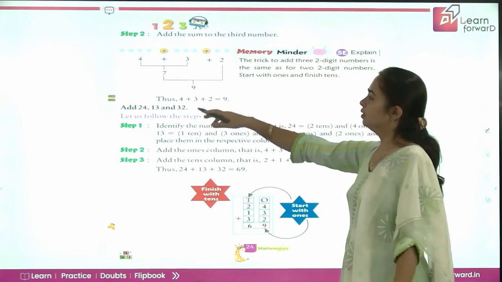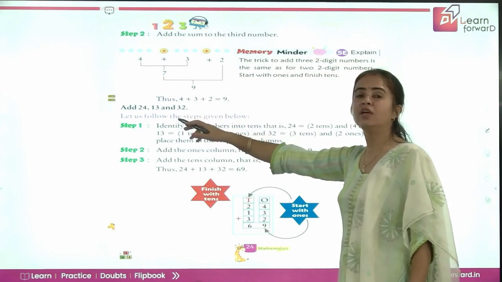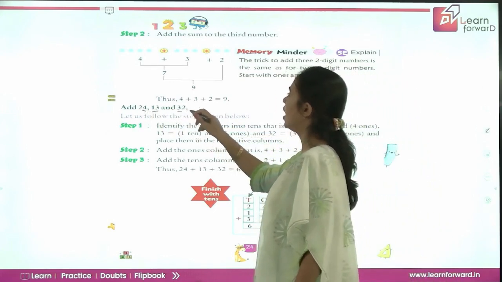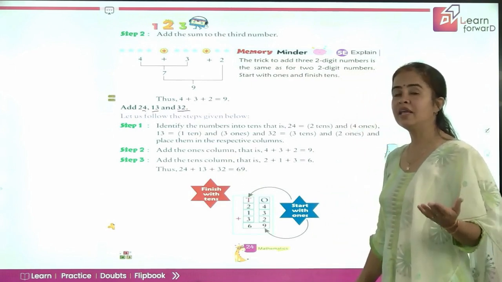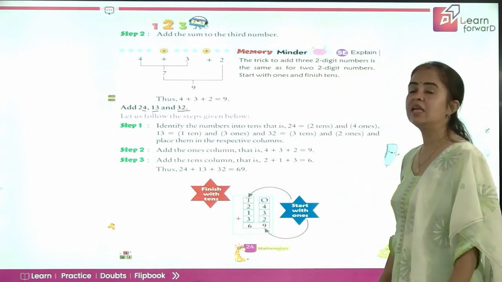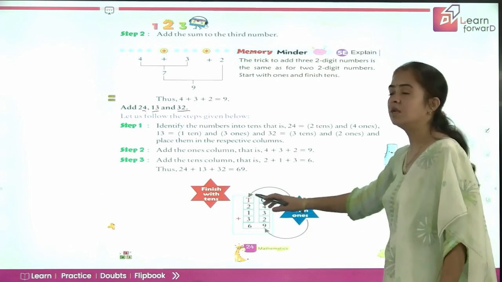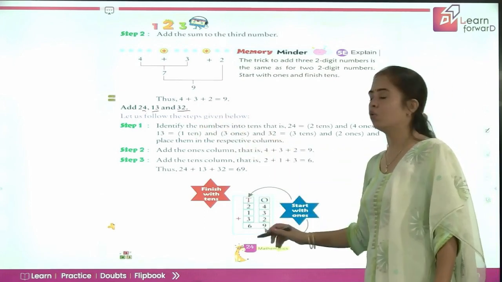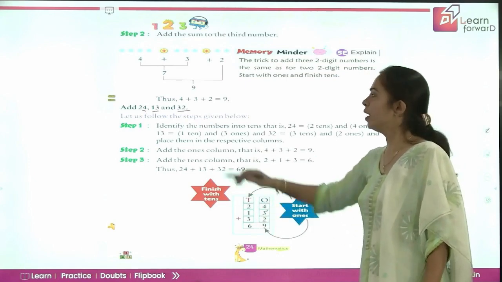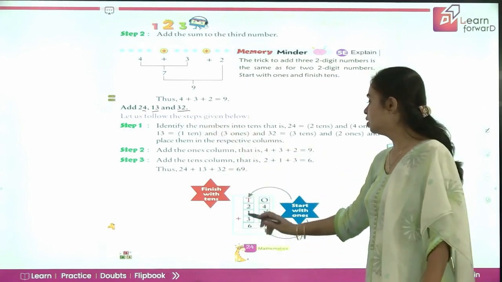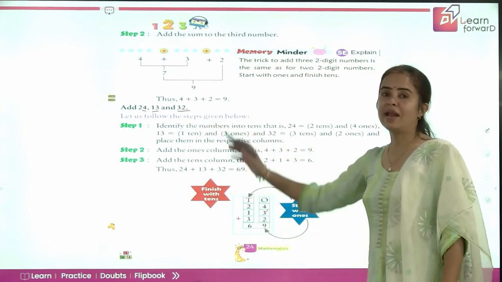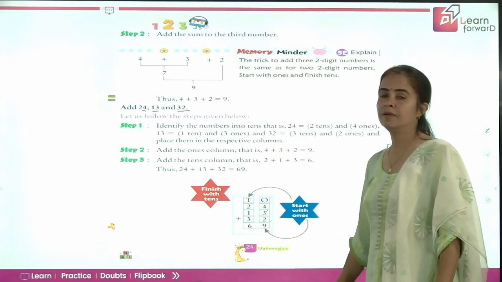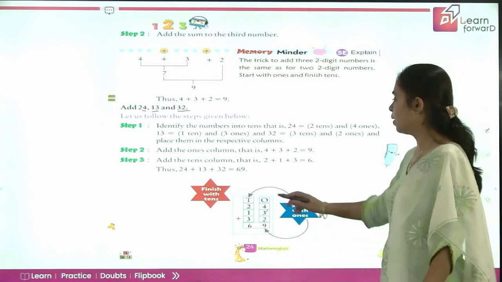So another one here, if you have to add 2-digit numbers, these are 24, 13 and 32. So again, we will be writing them perfectly at their proper places in the column. So this is the tens column, this is the ones column. 24. So 2, 4, 24. Next is 13. So 1, 3, 13. And the last number is 32. So 3, 2, 32.